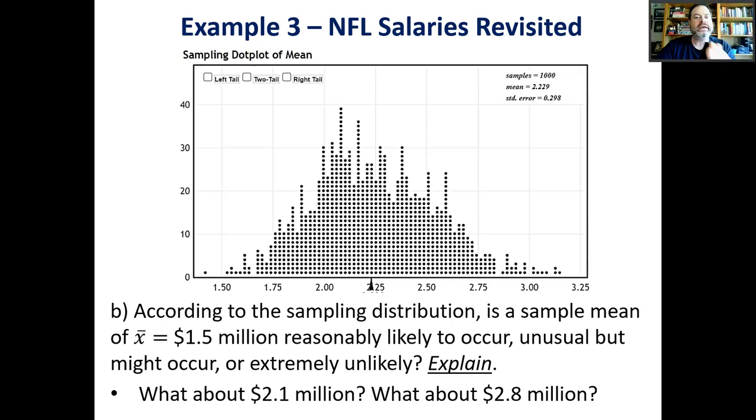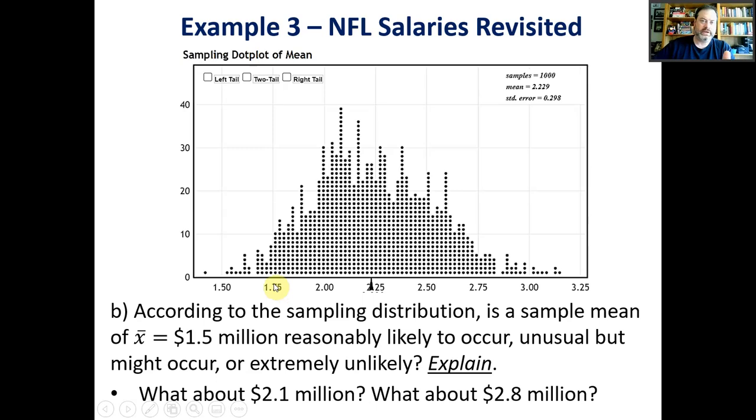So anything inside the 95% is really not unusual, right? That's like 95% of the stuff happens between these two numbers. But look, 1.5 million is way over here on the left side. It's not inside the 95% rule, so that is considered an unusual value. But look at our options: reasonably likely, unusual, or extremely unlikely.